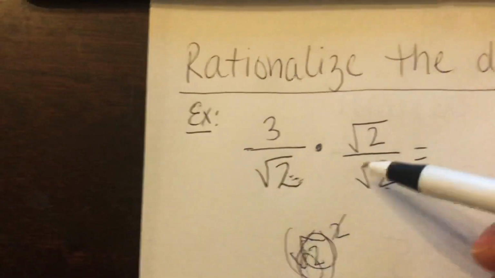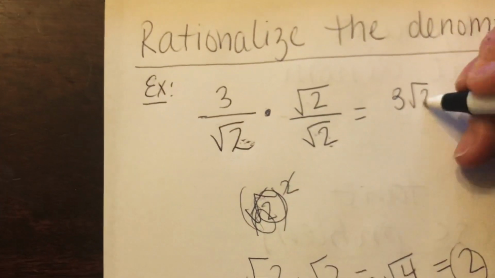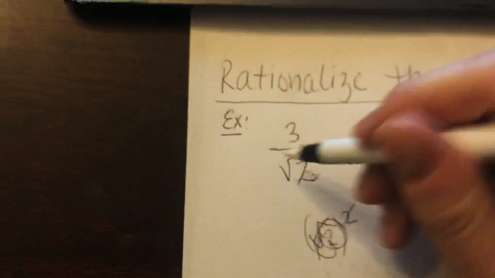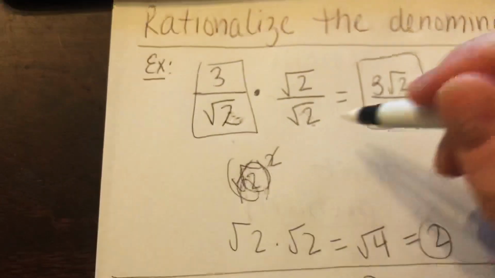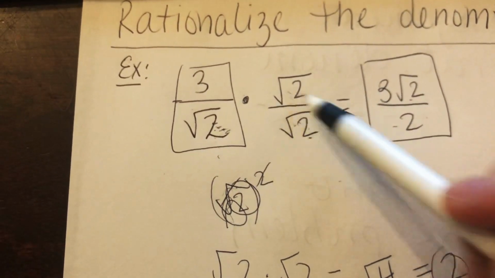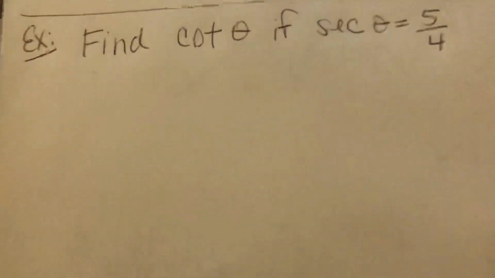So I multiply this by radical 2 over radical 2, so I get 3 radical 2 in the numerator over 2. So this is the same as this. If you put this in your calculator, you get the same thing. But I don't want you to leave it like that. So make sure if that happens in your assignment, you rationalize the denominator. Okay? And then there's one other kind of problem that's going to be on your assignment.